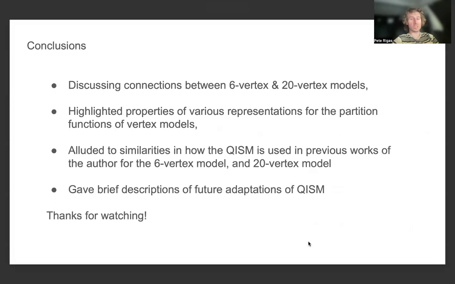The conclusions are that we discussed connections between six vertex and 20 vertex models. We highlighted properties of various representations for the partition functions of vertex models. We alluded to similarities in how QISM is used in previous works of the author on the six-vertex model and the 20-vertex model, and we gave a description of potential future adaptations of this framework.